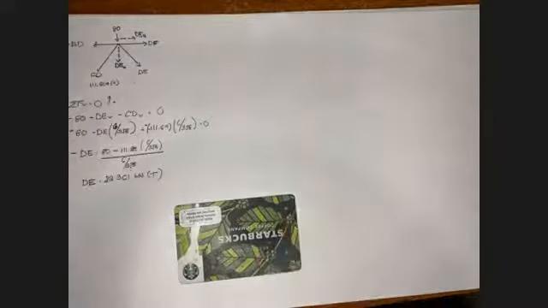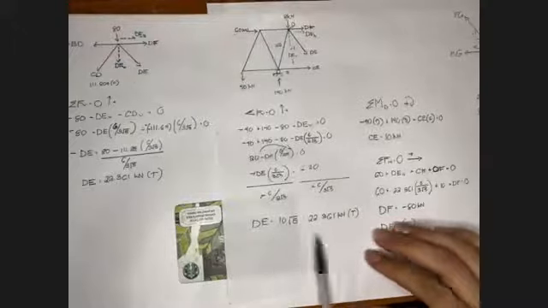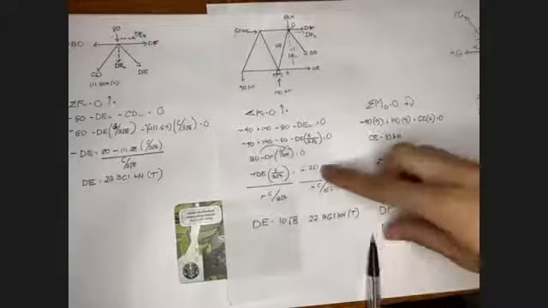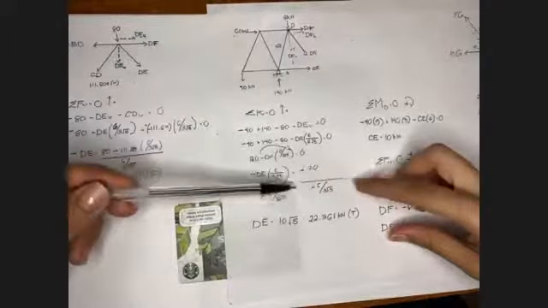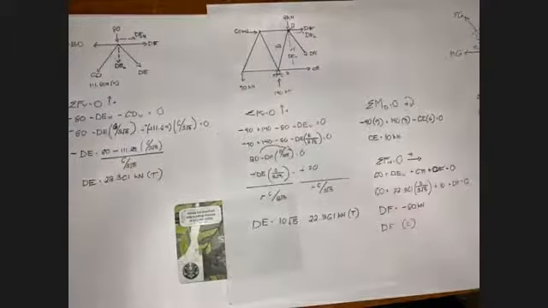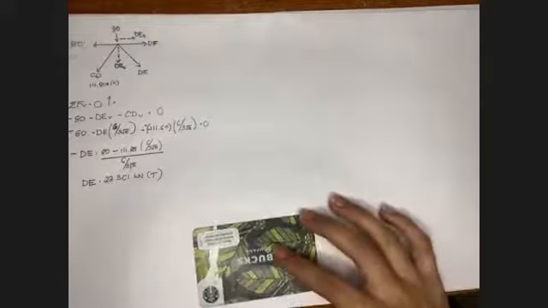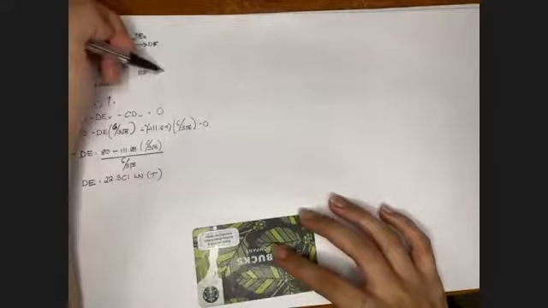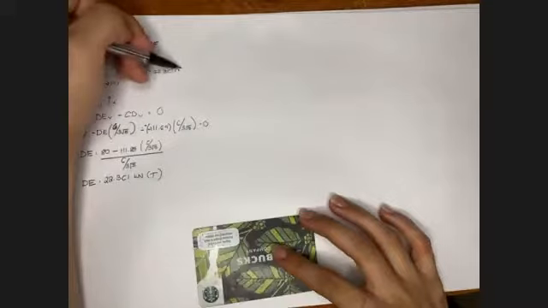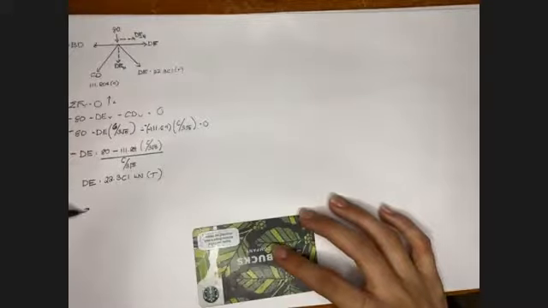So pag kinonfer natin sa method of sections natin, DE would be the same, except dito, naging 20 all over 6 over 3 square root of 5 lang siya. So either way, dapat pare-pareho lang. Okay? Next. Tapos natin yung vertical, and we already know DE, that is 22.361 in tension. Pwede na tayo mag-summate forces horizontal equal to 0.